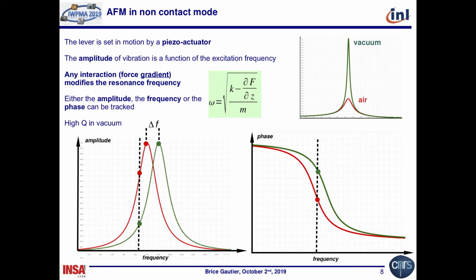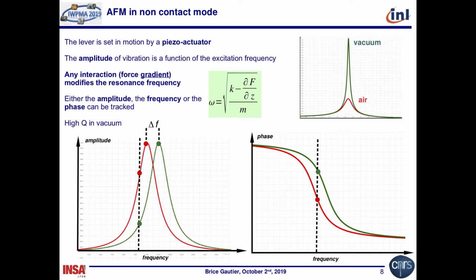And when you approach, if you are able to measure the amplitude of vibration of the lever, this is the relationship between the amplitude and the frequency. When the lever is far from the surface, in red there, when you approach, any kind of interaction will displace the resonant frequency of the lever. This means that anytime you have a force, this can be an electrostatic force, the van der Waals forces, or a magnetic force, any kind of force will displace the resonance frequency proportionally to the gradient of the force. So the apparent stiffness of the lever will be either decreased or increased by the force.